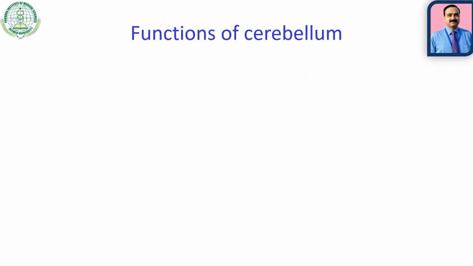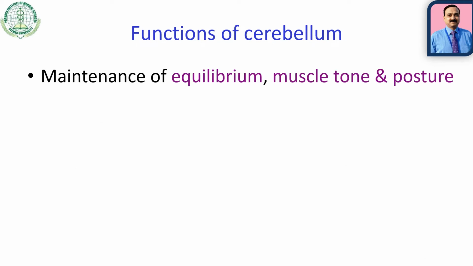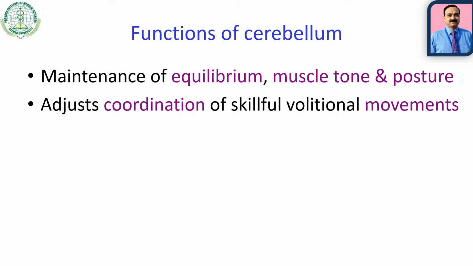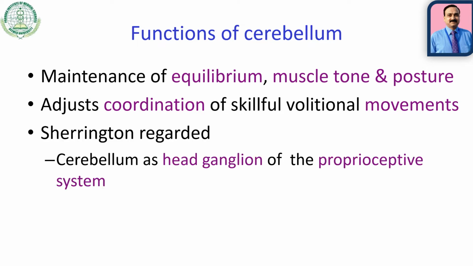Now coming to the functions of the cerebellum. Mainly it is for the maintenance of equilibrium, muscle tone and posture. It adjusts coordination of skillful volitional movement. Volitional means voluntary movements. So coordination of voluntary movement is another function.